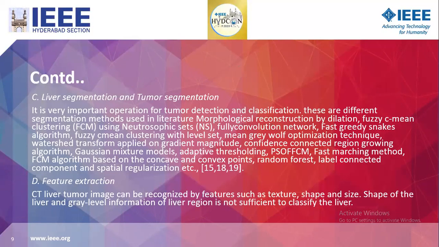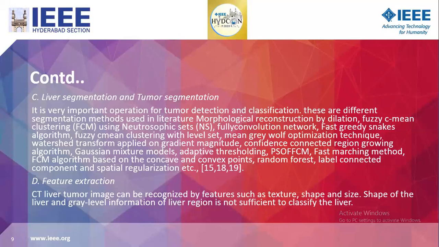The next steps are liver segmentation and tumor segmentation, and these two steps are very important for tumor detection and classification. There are different segmentation methods used in the literature, such as morphological reconstruction by dilation, fuzzy c-means clustering using intuitionistic fuzzy sets, fully convolutional networks, fast 3D snake algorithm, fuzzy c-means clustering with level set, grey wolf optimization technique, watershed transform applied on gradient magnitude, etc. The next step is feature extraction. The CT liver tumor image can be recognized by features such as texture, shape, and size.